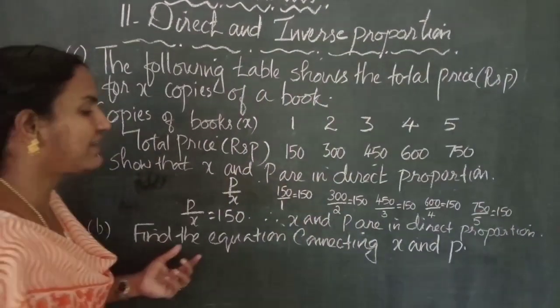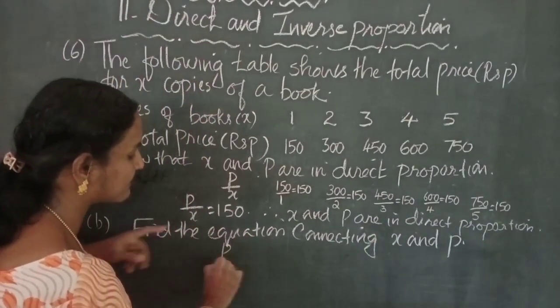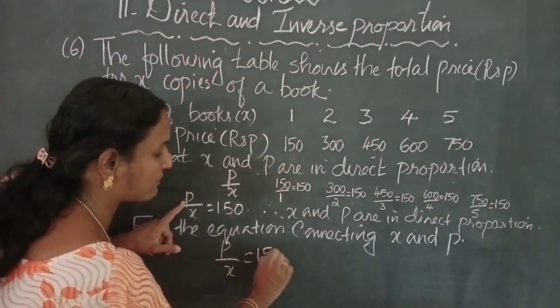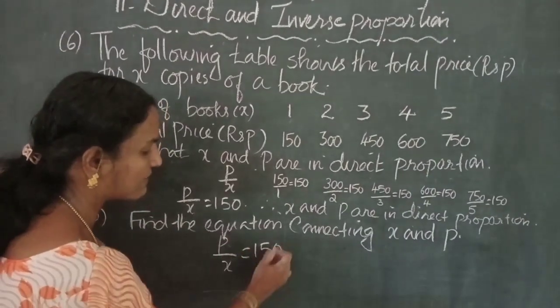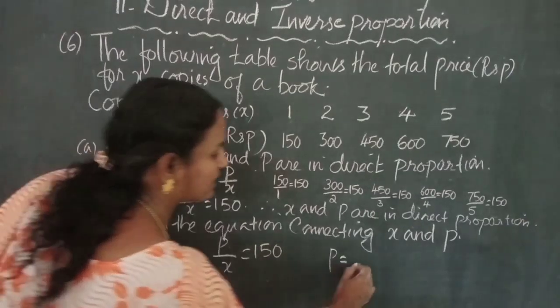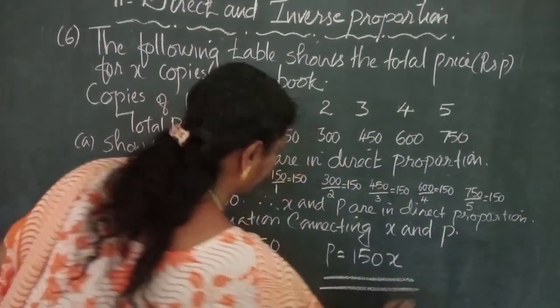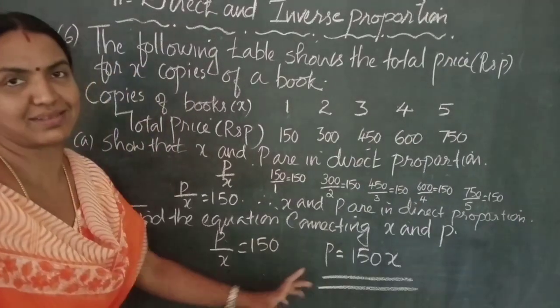Option B, find the equation connecting x and P. So P by x is equal to 150. By applying cross multiplication, P is equal to 150x.